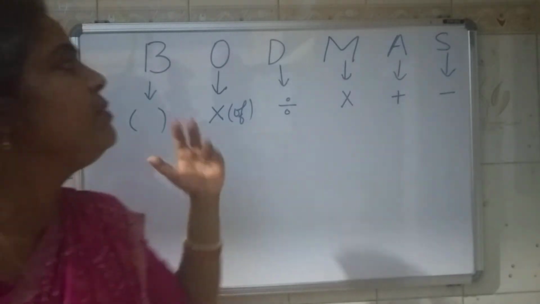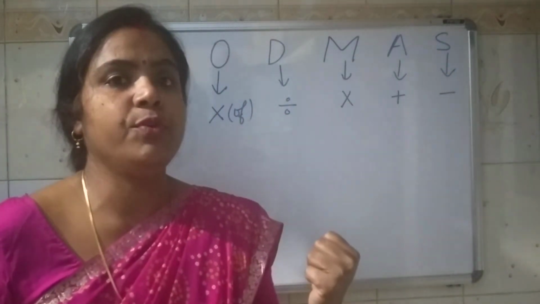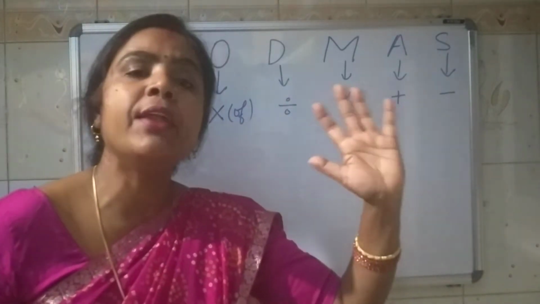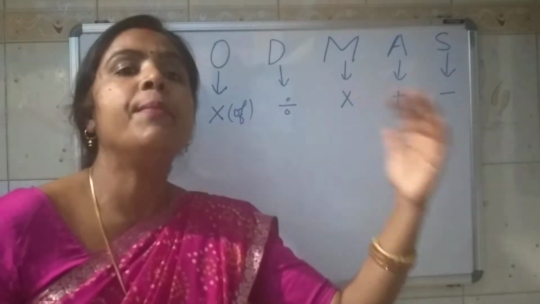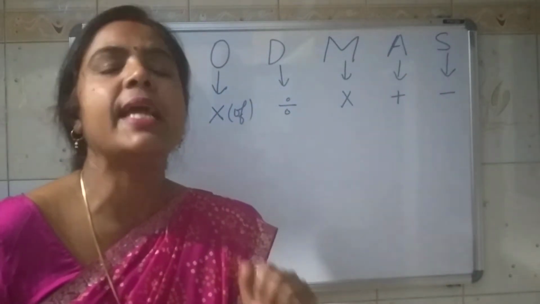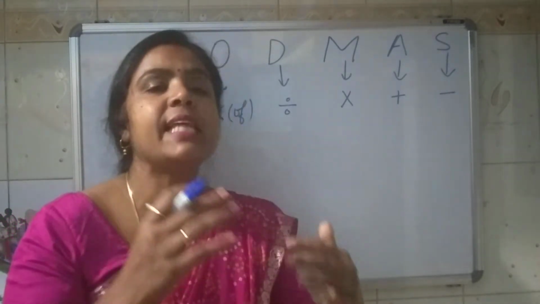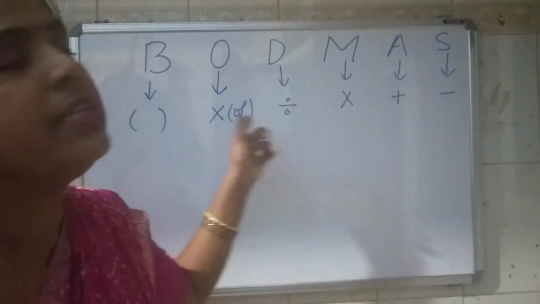Now why are we using this BODMAS formula? Because all the four operations we have to do. We don't know which one we have to do first. If we do the addition first and then divide, or multiplication first and then subtract, then our answer will be wrong. So to solve this type of question where multiple operations are there, we have to follow this formula.